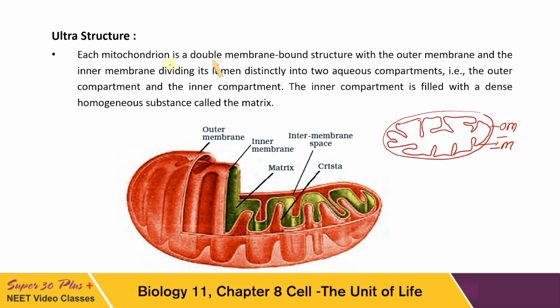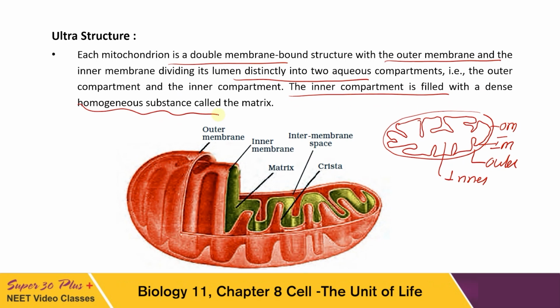So this is a double membranous structure, the outer membrane and the inner membrane, that divide the lumen distinctly into two aqueous compartments. This is the outer one and this is the inner one. This is the outer compartment and this is the inner compartment. This inner compartment is filled with a dense homogeneous substance called matrix. Here we have to see the site where the Krebs cycle will take place and where glycolysis will take place.